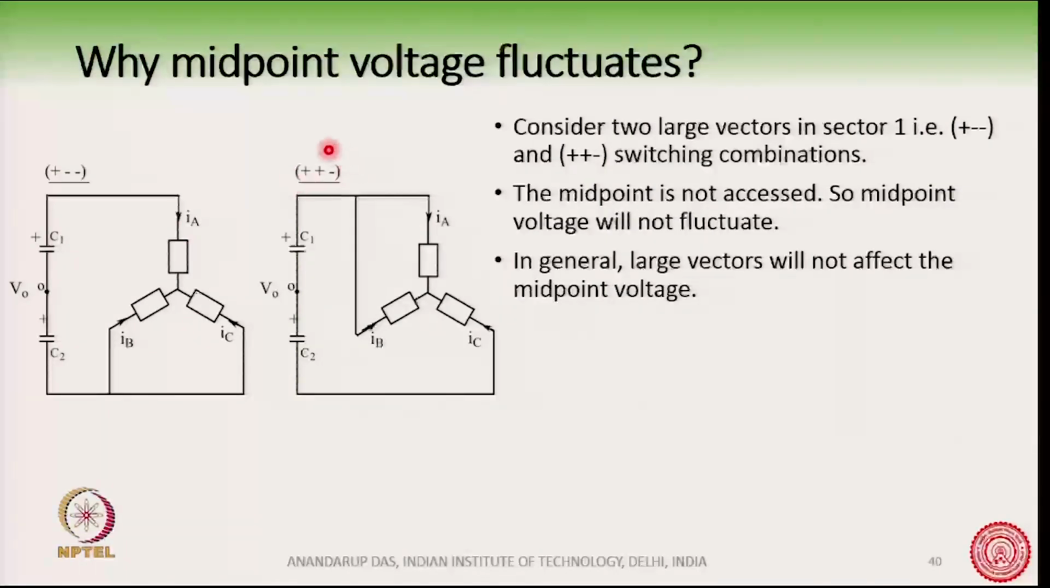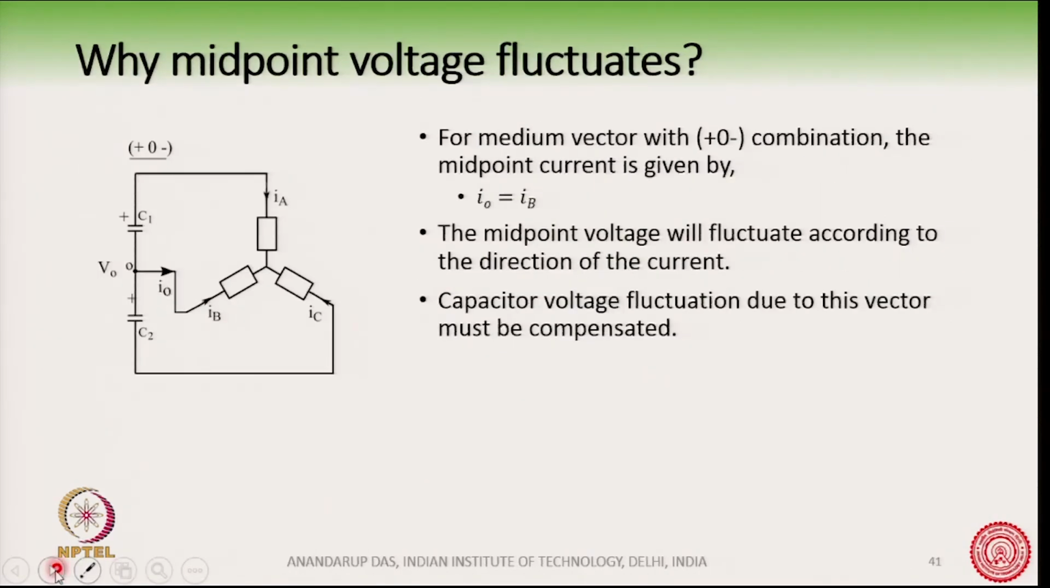Similarly, if you take this plus plus minus circuit, you will see that the midpoint voltage is again not accessed. So, we say that in general large vectors will not affect the midpoint voltage. What will happen with the medium vectors?